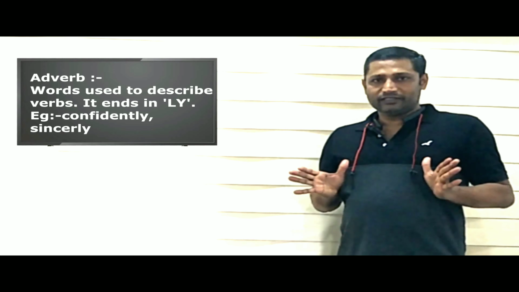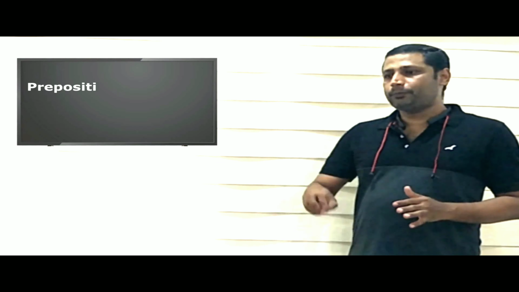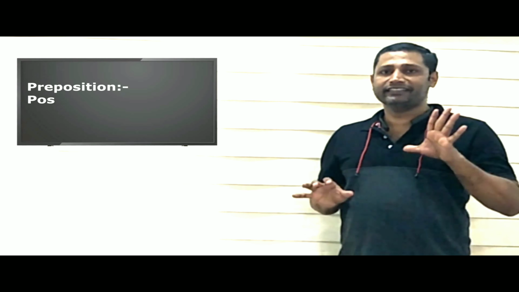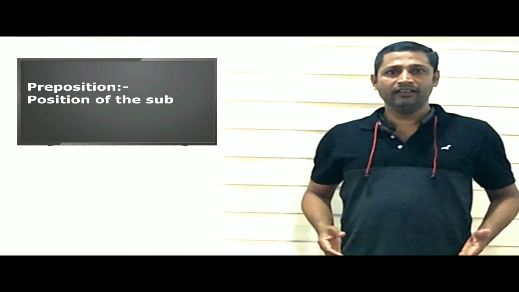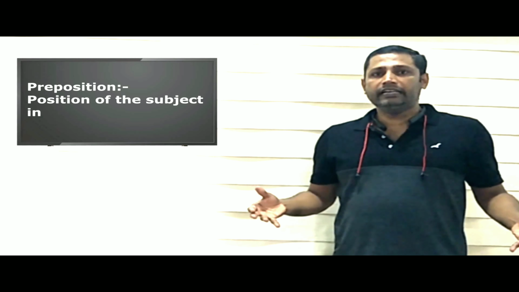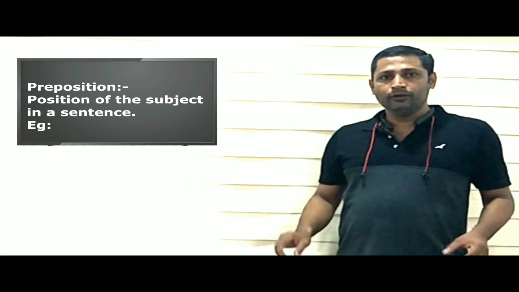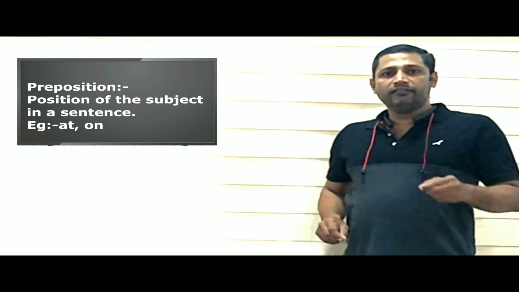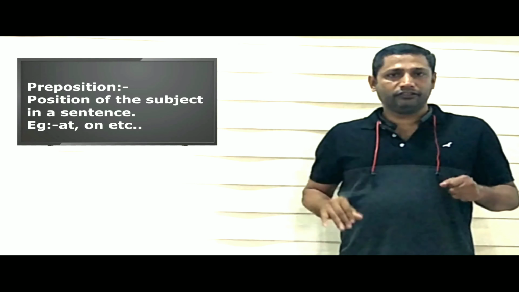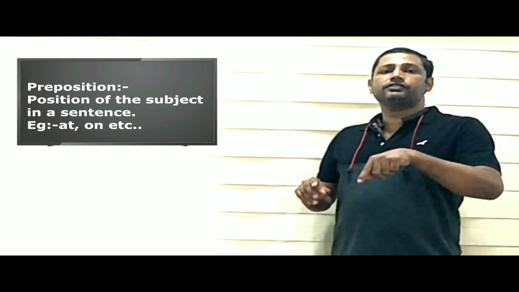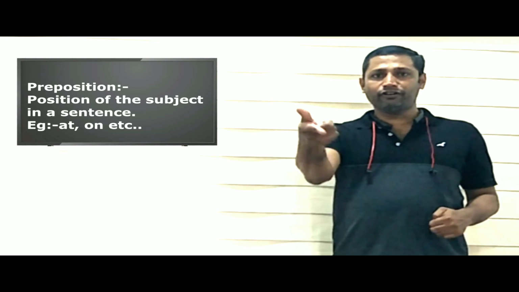Okay, you have understood. Next, preposition. Preposition means position of the subject in a sentence. For example, a cat is dash the box. Where's the cat now? If we place on, the cat will be above the box. So the cat is on the box. The position of the cat is on the box.